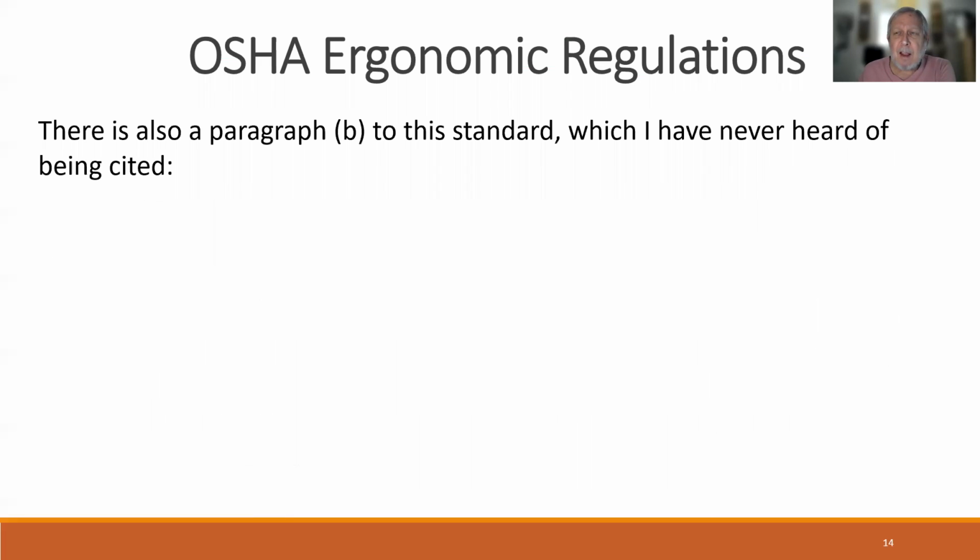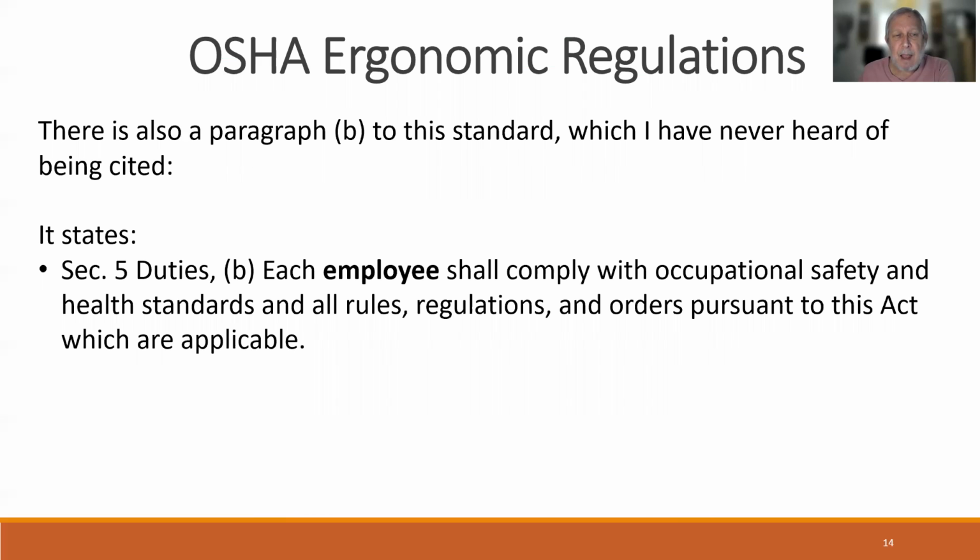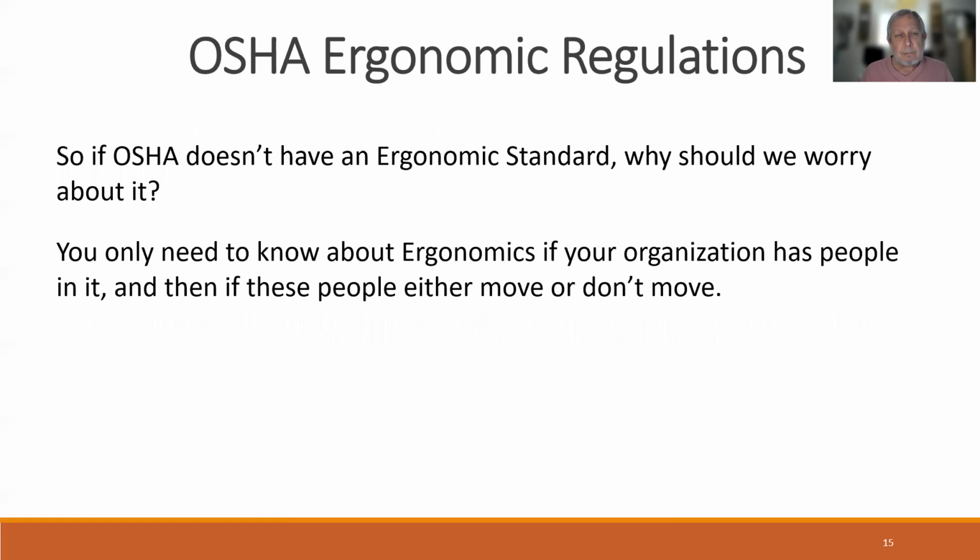Now, there's also paragraph (b) of the standard, which I don't think too many people have realized, and I've never heard of it being cited. Section 5, Duties (b): Each employee shall comply with occupational safety and health standards and all rules, regulations, and orders pursuant to this Act, which are applicable. So whenever push comes to shove and an employee thinks they shouldn't have to obey the regulations, which are going to be the background for probably everything you do, there's the law that says, yeah, they have to.